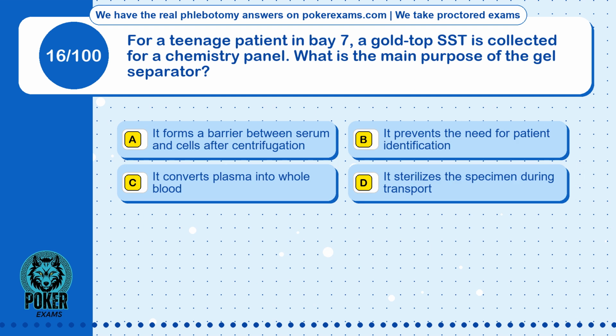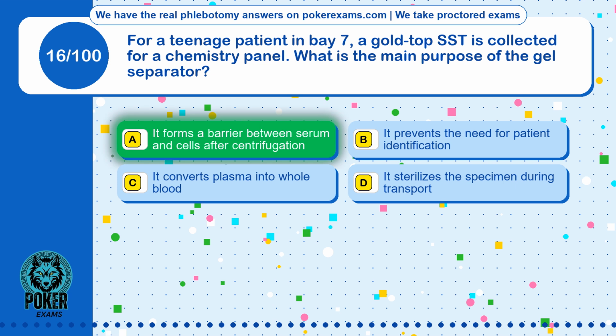Question 16. For a teenage patient in Bay 7, a gold top SST is collected for a chemistry panel. What is the main purpose of the gel separator? Option A. It forms a barrier between serum and cells after centrifugation. Option B. It prevents the need for patient identification. Option C. It converts plasma into whole blood. Option D. It sterilizes the specimen during transport.